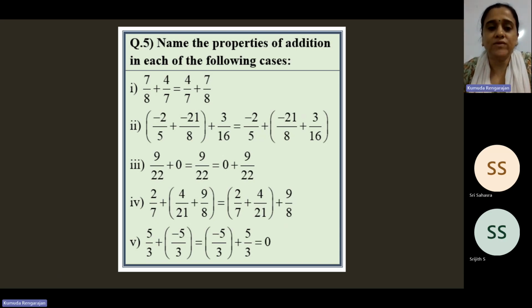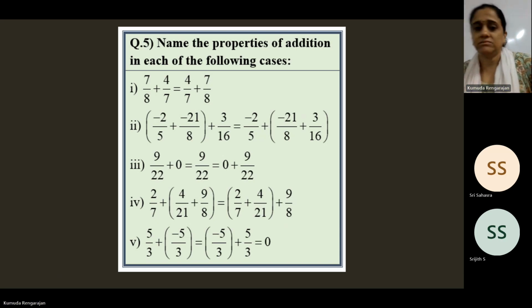Name the properties of addition in each of the following cases. Just tell me like that in chorus. Commutative. Commutative property of addition of rational numbers. Next one.